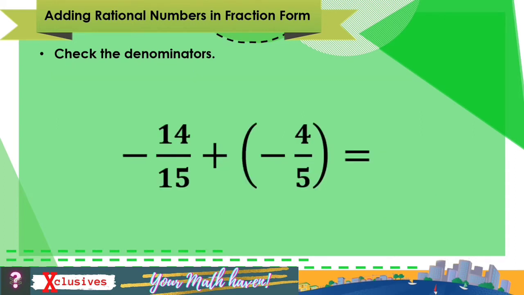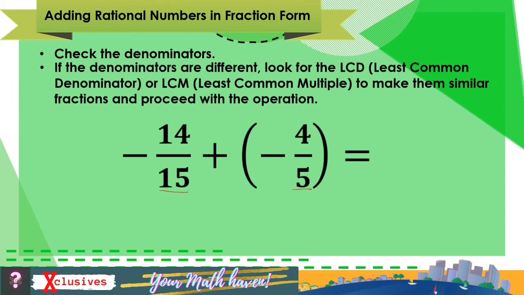Let's have another example. Given negative 14 over 15 plus negative 4 over 5. Our denominators are 15 and 5. Notice that they are different. So what do we do if we have different denominators? If the denominators are different, we look for the LCD, the least common denominator, or the LCM, the least common multiple, to make them similar fractions, and then we can proceed with the operation.